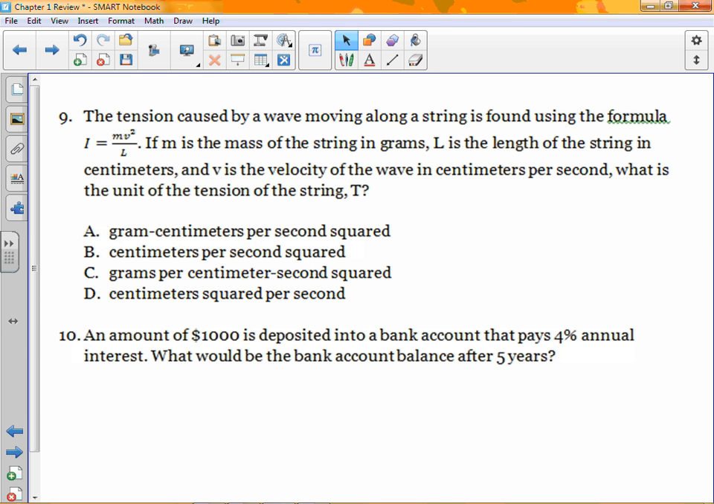So in this, it will say EOCT Chapter 1 review from CC Common Core Algebra 1.